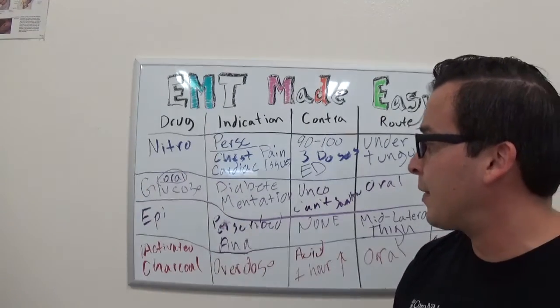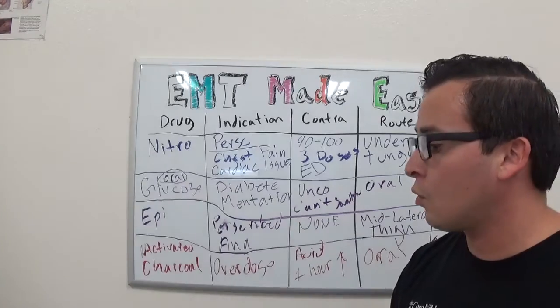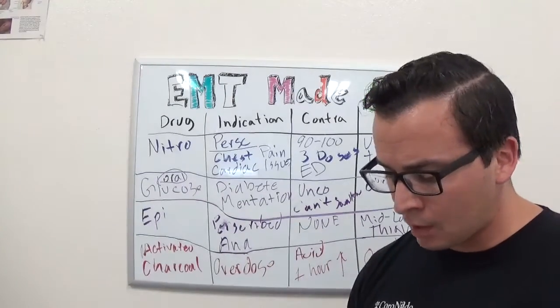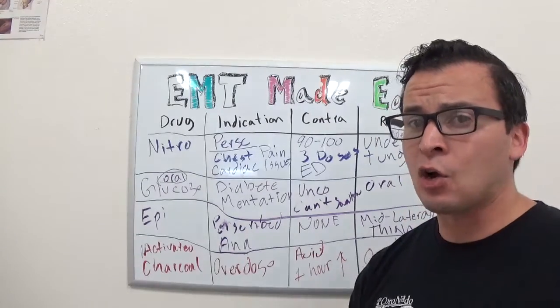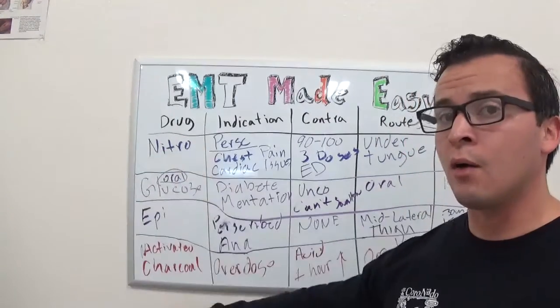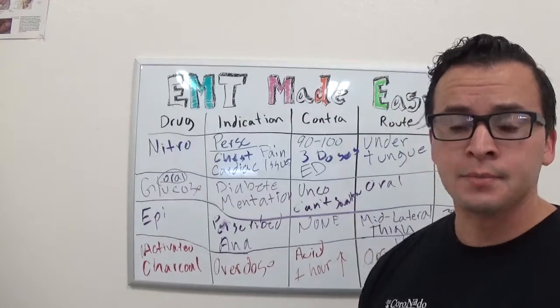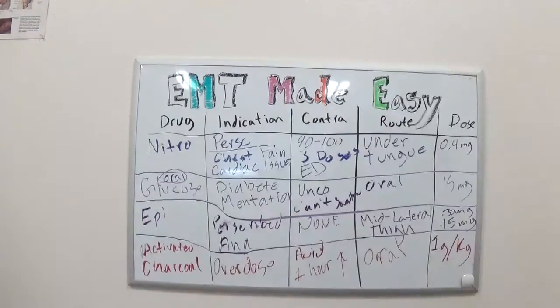All right, so here we are: nitroglycerin, glucose, epinephrine, and activated charcoal. Now there is one more thing I do want to go over before you guys leave me today, which is I'm going to go over how each drug works in the body, because the more you know, the better off you are. That's just the way it works. So let me find a rag.